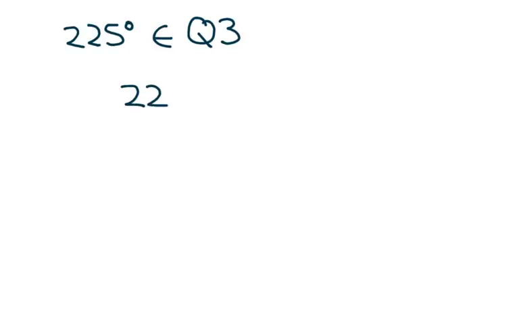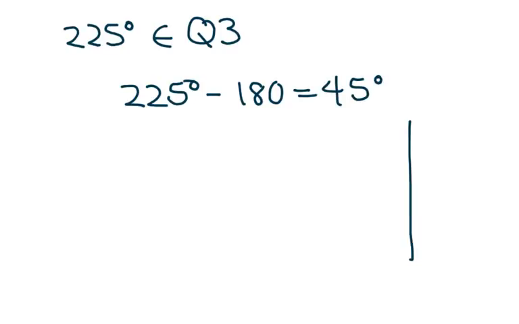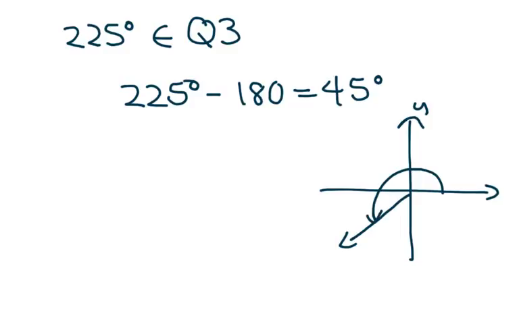The next one we're going to do is 225 degrees. All right. That belongs to quadrant 3. So I'm going to take 225 minus 180, and you should get 45 degrees. So 45 degrees is our reference angle. Again, here's your 225 angle, and if you draw up to the x-axis, this would be 45 degrees.